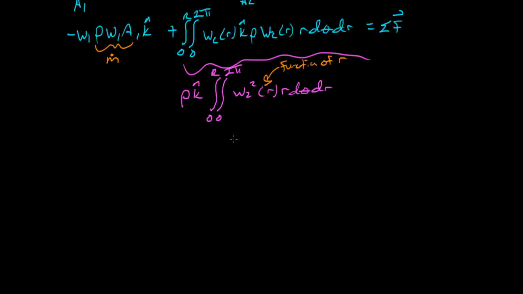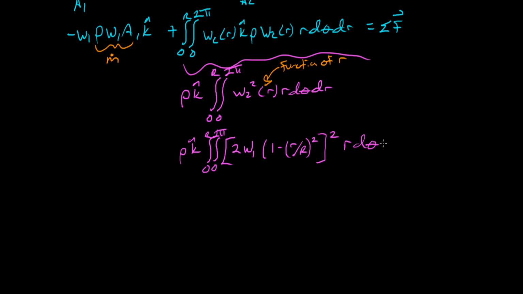So we do that substitution again, right? We got rho times k hat times our double integrals, 0 to r, 0 to 2 pi. If we make this substitution, now we won't have any more confusing notation, so let's get there. Remember, this was 2w1 times 1 minus r over r squared, and now we're saying W2 squared, so we got to square that whole business, then multiplied by r d theta dr.